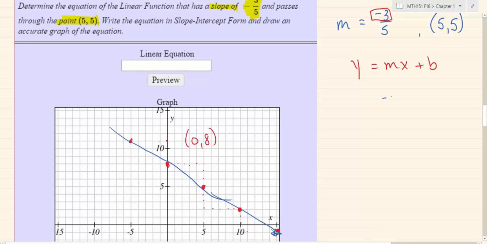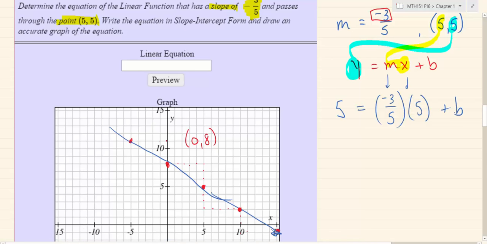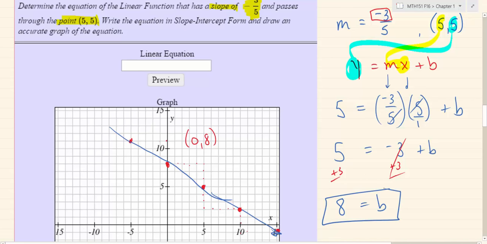The slope is negative 3/5. And look what we have here. We have an x-coordinate, and we also have a y-coordinate. So we're going to take that point that they give us, and we're going to plug them in for x and y. And so now we solve this. Does that match our graph? Yeah, it matches our graph. And we now know the y-intercept exactly.